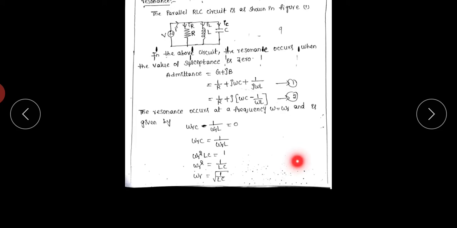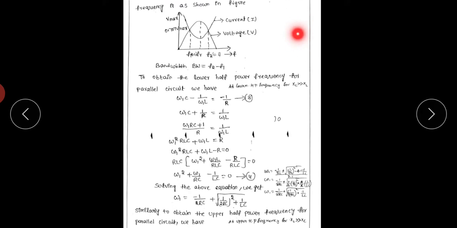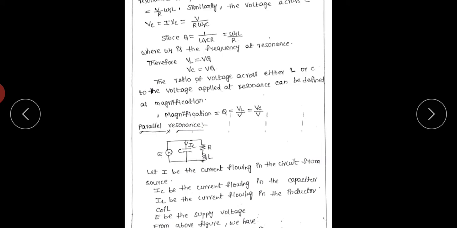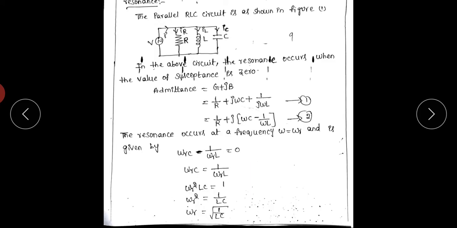We know that at resonance condition the net susceptance equals 0. By equating this term to 0, omega_r C minus 1 by omega_r L equals 0, or omega_r C equals 1 by omega_r L, omega_r square LC equals 1, omega_r square equals 1 by LC, omega_r equals square root of 1 by LC, or f_r equals 1 by 2 pi root LC. In the previous circuit, the capacitor was in parallel with a series resistor and inductor; for that circuit and for this circuit, each has its own resonance frequency. Here omega_r equals 1 by root LC, or f_r equals 1 by 2 pi root LC.